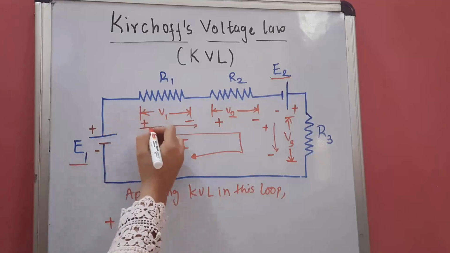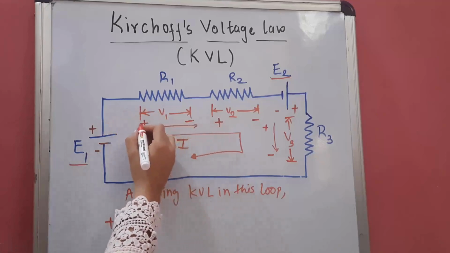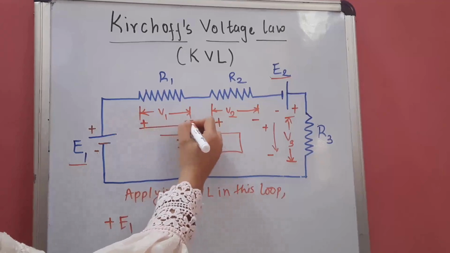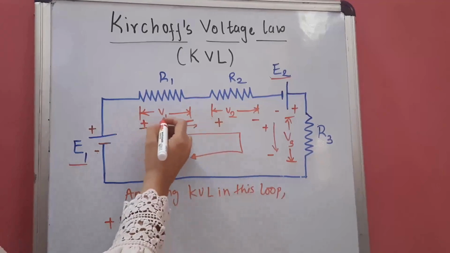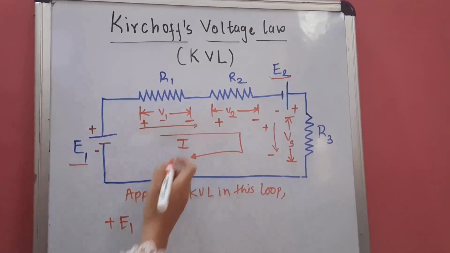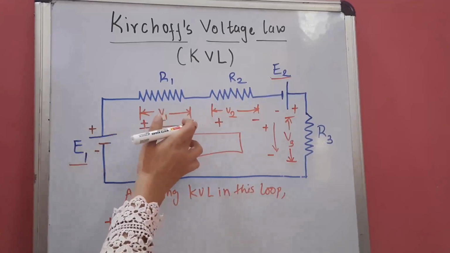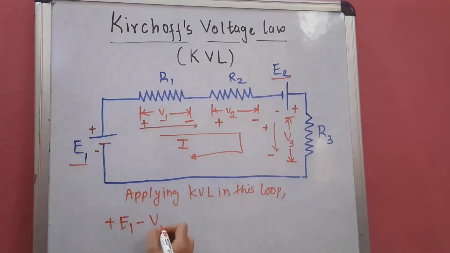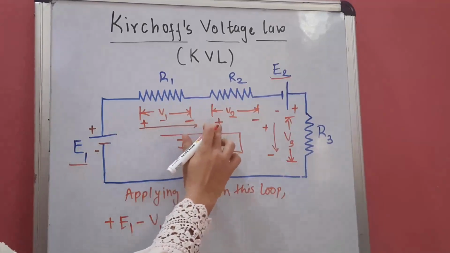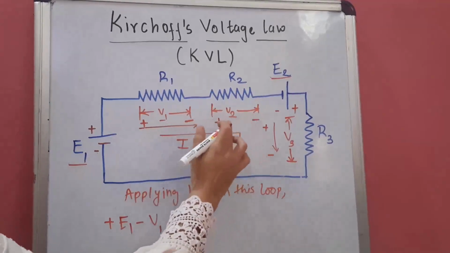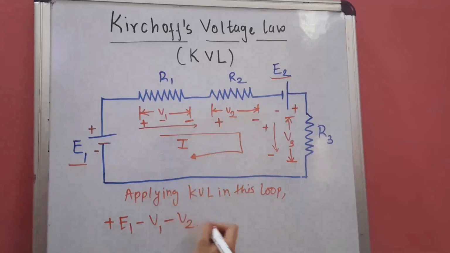Then we will move forward in this direction. So here positive sign is coming first and then negative. So for V1 we can give negative sign, because we are moving from positive to negative. That means it is a decrement. So minus of V1. Again positive to negative means minus of V2.